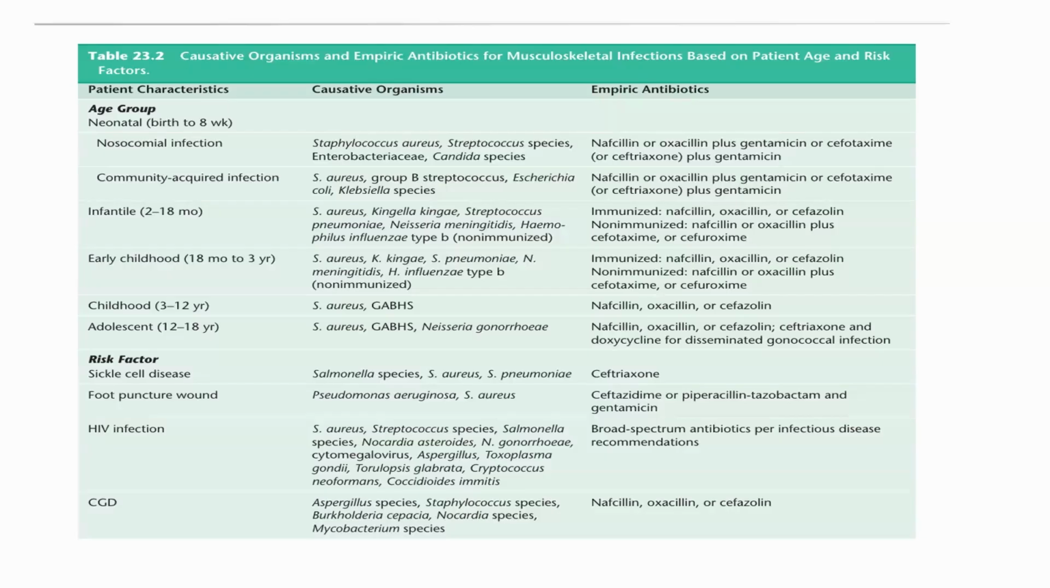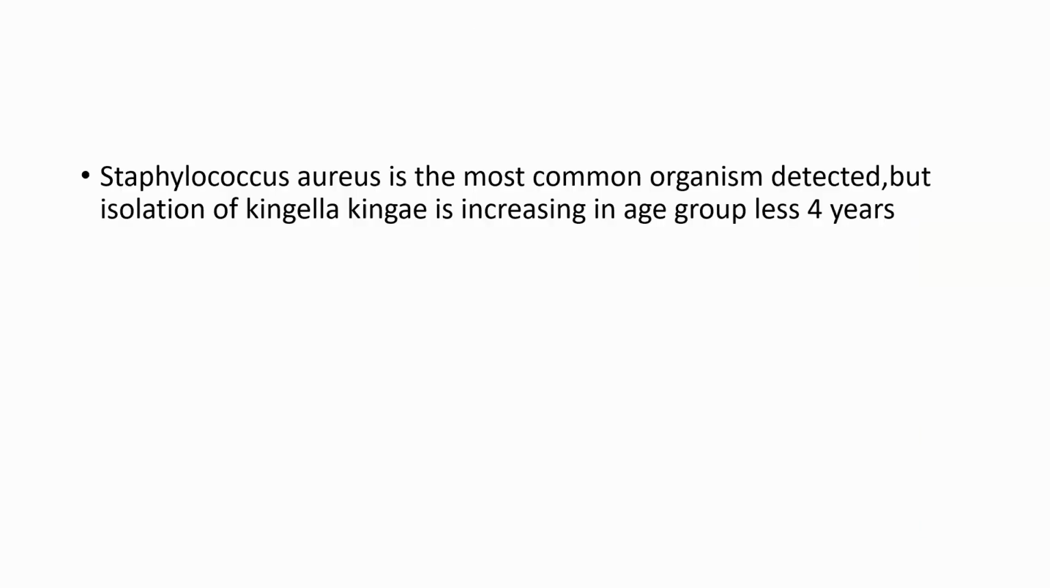In HIV infection, we have to give broad spectrum antibiotics according to the organism involved. And in chronic granulomatous diseases, we have to give antibiotics like nafcillin, oxacillin, or cefazolin. So overall, Staphylococcus aureus is the most common organism detected, but currently isolation of Kingella is increasing in the age group less than 4 years.